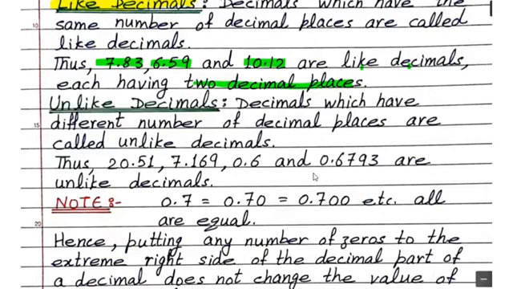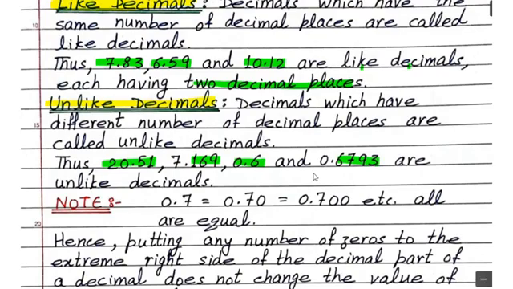Now let us discuss unlike decimals. Now what are unlike decimals? The decimals which have different numbers of decimal places are called unlike decimals. For example, 20.51, the number of decimal places is 2. 7.169, the number of decimal places is 3. 3.6. Then 0.6793. So all these are unlike decimals.